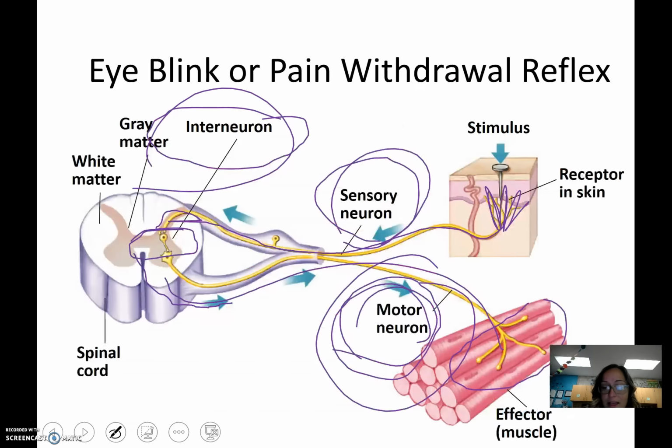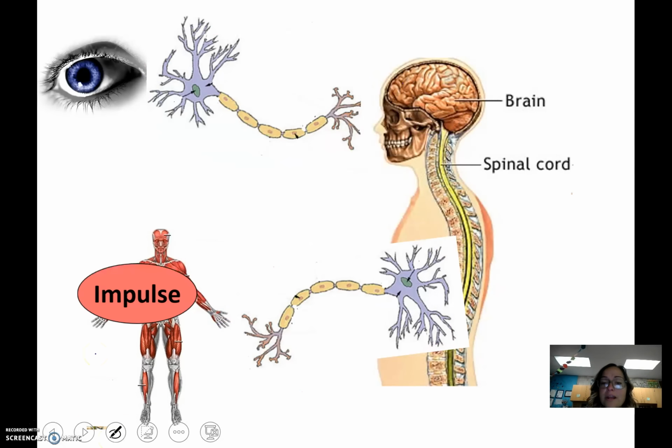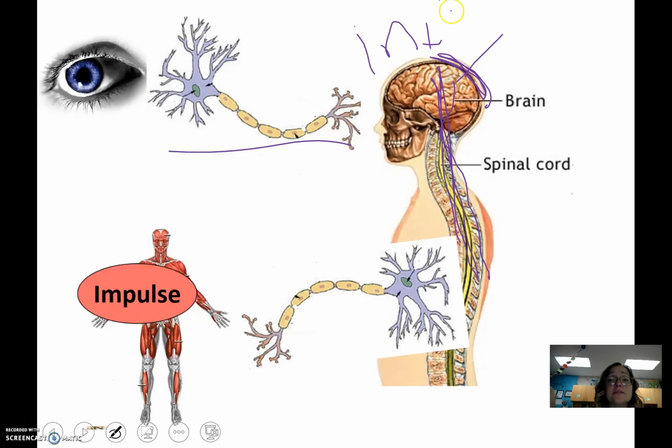So when I look at this picture, your brain and spinal cord are all interneurons. There's no sensory or motor neurons in your brain and spinal cord. So you can have brain surgery and remove part of your skull and poke your brain, and you don't feel anything because your sensory neurons are not part of your brain. They're all interneurons.